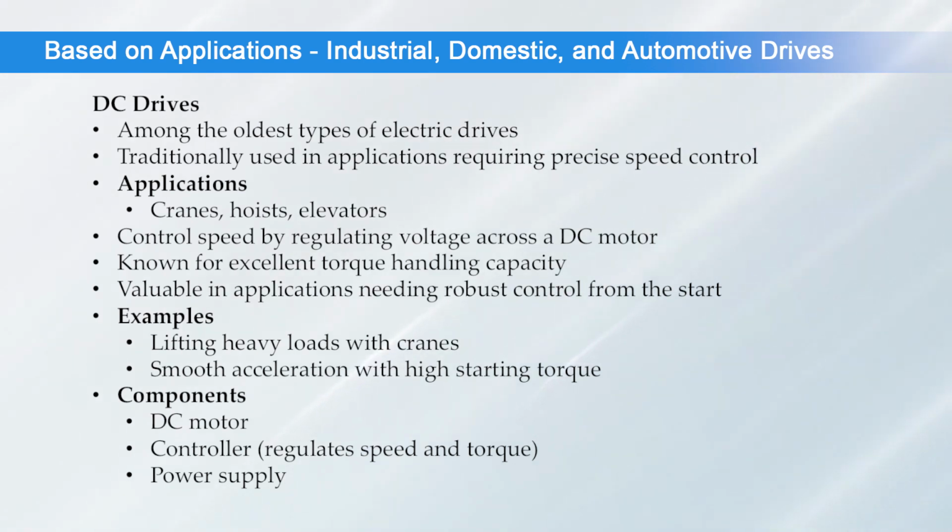We have already seen this when we have covered the DC machines in the previous lectures. These are known for their excellent torque handling capacity. DC drives are particularly valuable in applications where we need robust control from the start, such as in lifting heavy loads with a crane where starting torque and smooth acceleration are critical. They consist of a DC motor, a controller that regulates the motor speed and torque, and a power supply.